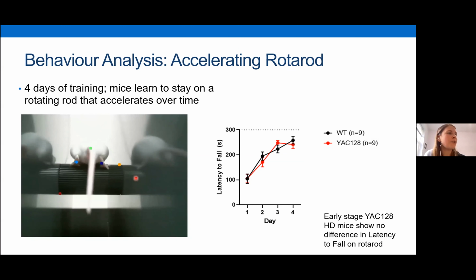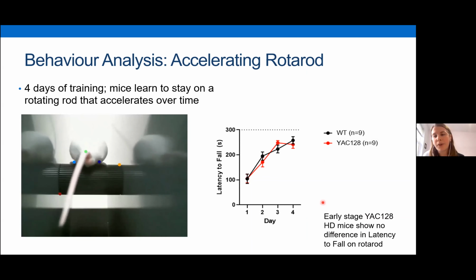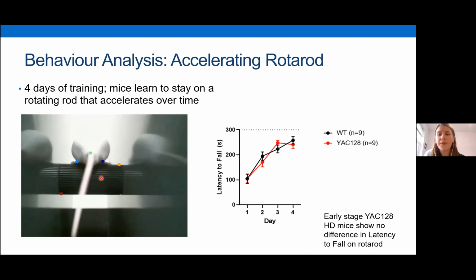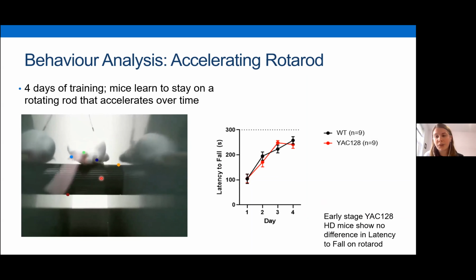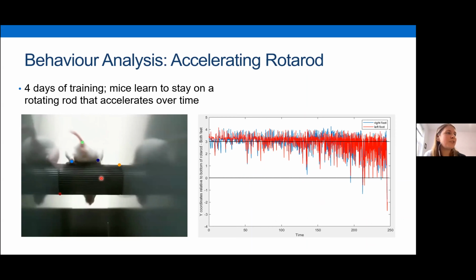What I noticed from my preliminary analysis is that early stage YAC128 Huntington's mice didn't show any difference in latency to fall. But I was interested in looking at the kinematics of the paw and seeing how that changes over learning. So to do this, I use DeepLabCut. Here I'm showing you an example of a mouse showing the Y coordinates of both the right and left foot on the rotor rod.